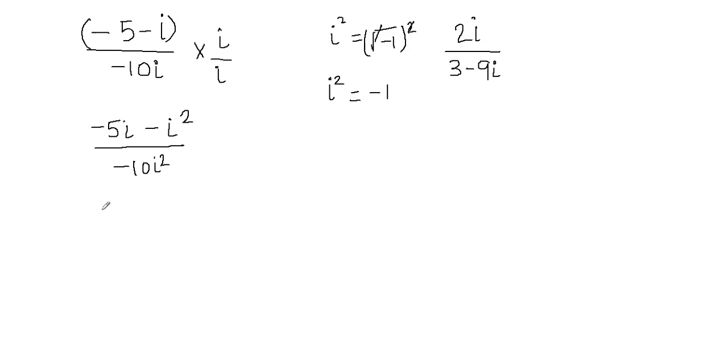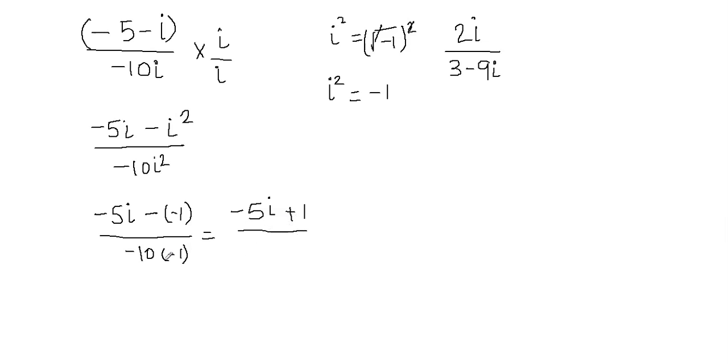So let's do that. This will be equal to -5i minus i squared, which is -1, so I'll plug in -1 here, all over -10. Again, in place of i squared, we'll plug in -1 here. Now let's simplify this. This is going to be -5i, and then negative times negative is going to be positive, and then I have 1 here divided by -10 times -1, which is going to be +10.